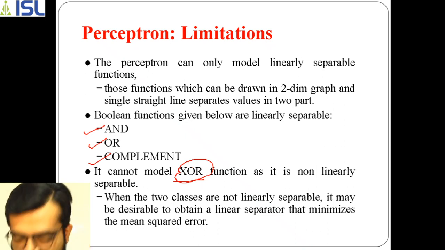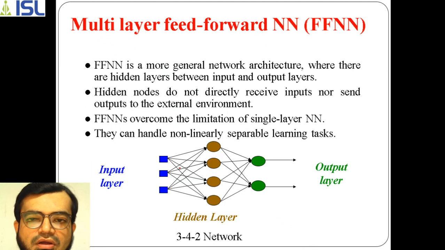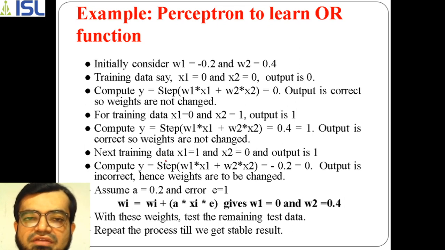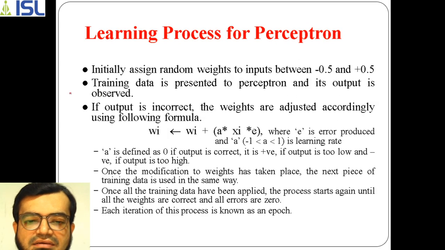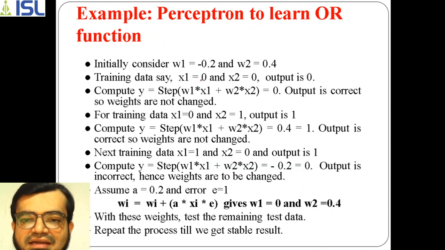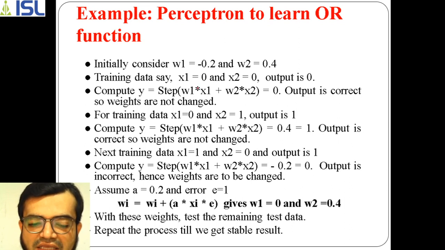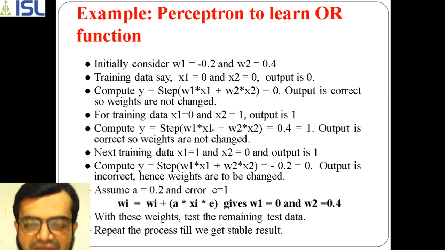Because of that we will go to the next concept, the multi-layer feed forward network. Before that we will see an algorithm which improves the perceptron, and how it improves. Before going to this slide we will see one example to understand exactly how it works. Here we are taking the OR function. As you know, the perceptron can handle OR, AND and also the complement function. So we take this example to understand the case.